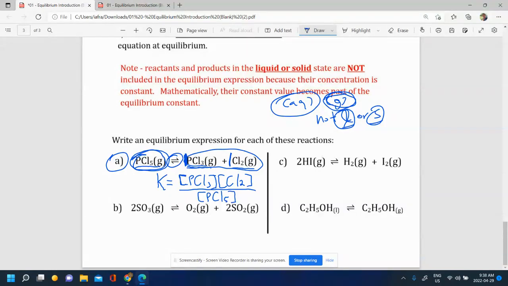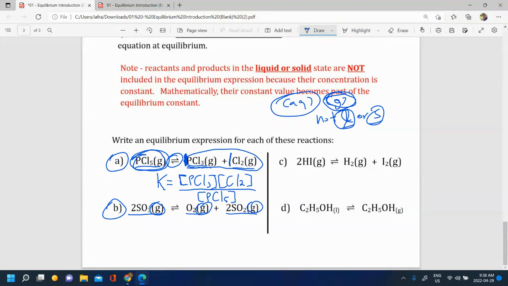So you can try a similar one. You can try this one over here, B. Again, it's a chemical equilibrium that's occurring. And this chemical equilibrium has the decomposition of sulfur trioxide to oxygen and sulfur dioxide. You'll notice that all the states are gas states, which means we can include everything here in the equilibrium expression. Again, you should be pausing the video and trying it out yourself and then checking to see that you're on the right track.